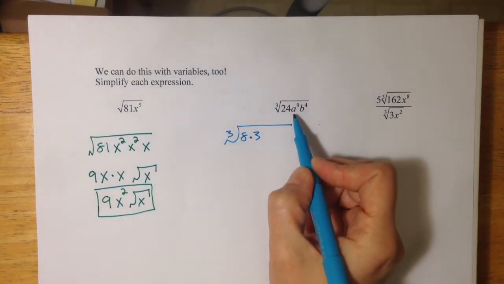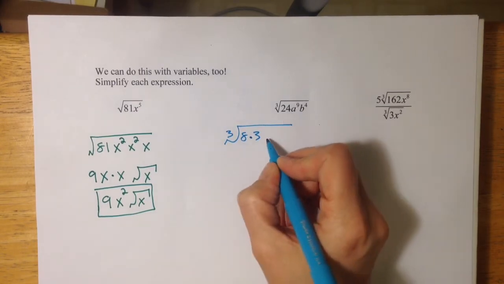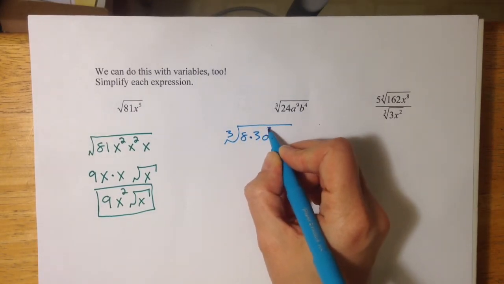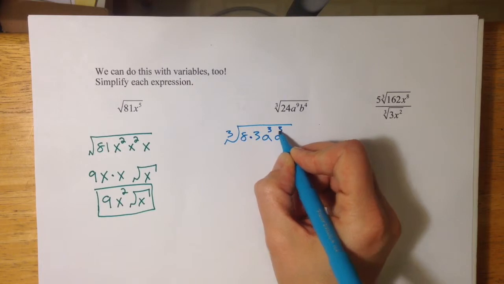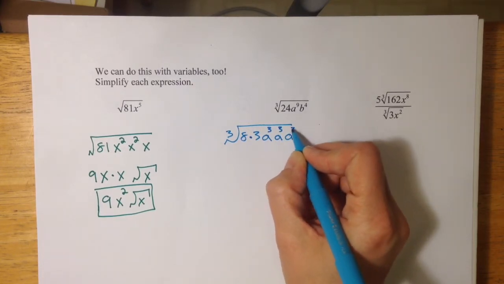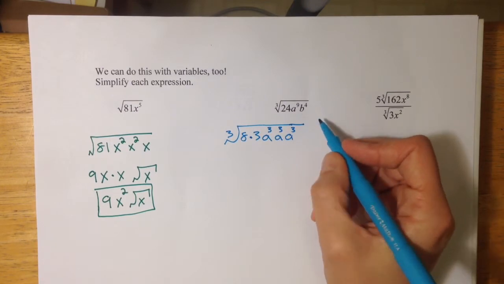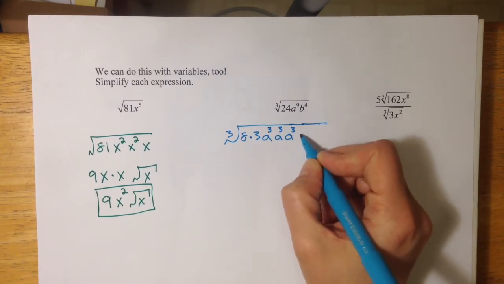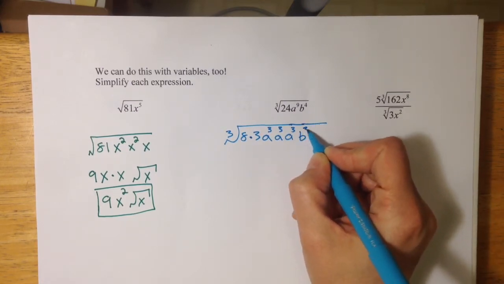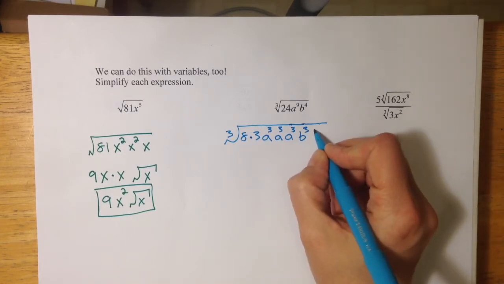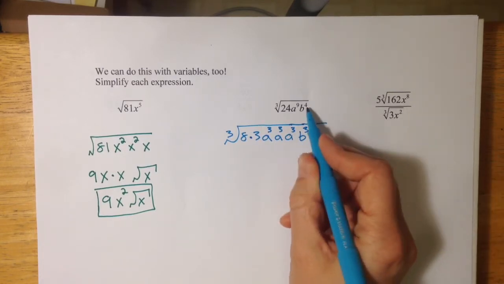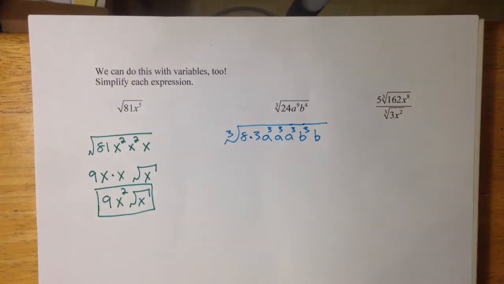If I start breaking this a to the 9th up into groups of 3, I will have an a cubed, another a cubed, and another a cubed. And that takes up all 9 of them. For this b to the 4th, if I start pulling out groups of 3, I can get a single group of b cubed, but then there's still one b left over to bring it up to the total of 4.